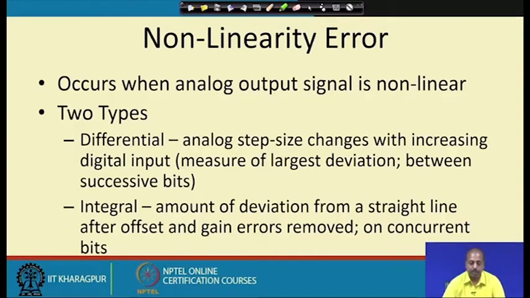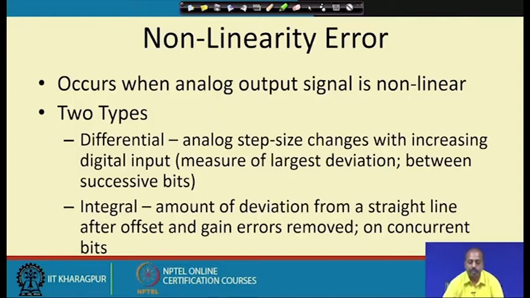So, between successive bits, you can measure the largest deviation. That is the differential non-linearity error. And the integral error is the amount of deviation from the straight line after the offset and gain errors are removed, on subsequent bits. So this is the differential type and the integral type of non-linearity error. Both of them can be measured.